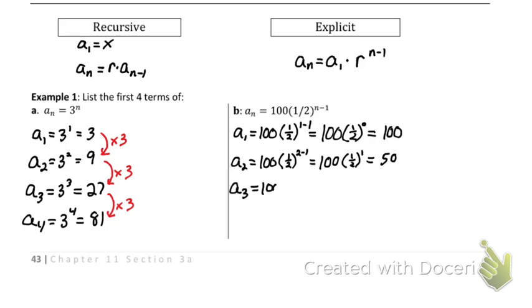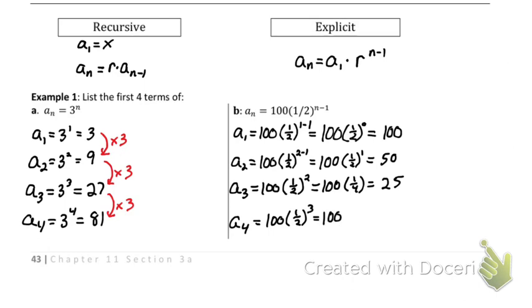A sub 3 is going to be equal 100 times 1 over 2. On this one, I'm going to shortcut a little bit. I'm going to have 3 minus 1, which would be squared, which means we're doing 100 times 1 over 4, which equals 25. And our last one is a sub 4, which would equal 100 times 1/2. Well, 4 minus 1 is 3, so it would be 1/2 cubed, which would be 100 times 1 over, well, 2 cubed is 8. So it would be 1 over 8, which is going to equal 12.5. And we will notice 100, 50, 25, 12.5.